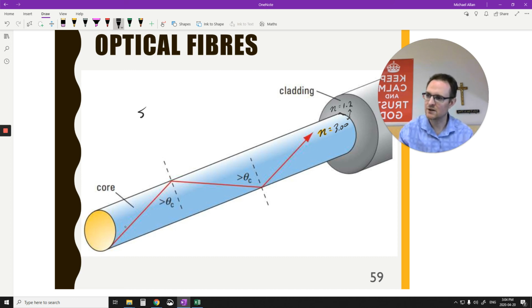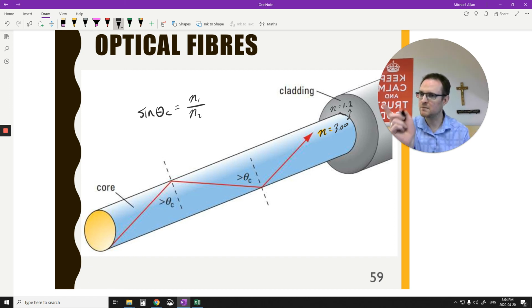Because to find that critical angle, you're just going to take n1 divided by n2. The further that number is away from 1, the larger your critical angle is going to be. No, smaller, sorry, the smaller your critical angle is going to be. Okay, cool.